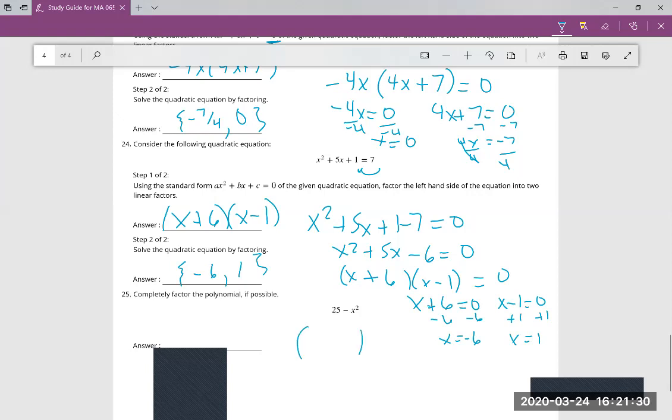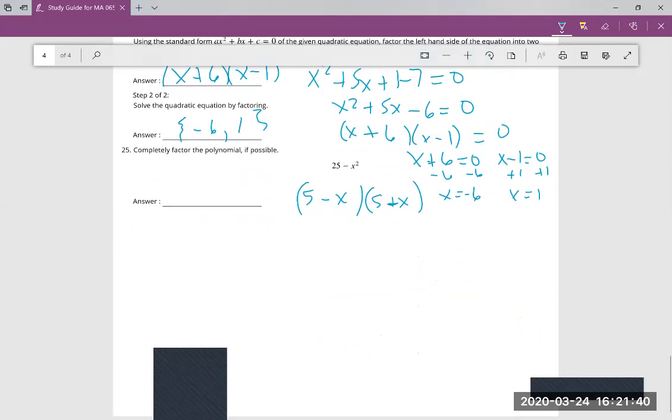All right, and then this very last one, this is the difference of two perfect squares. Following the pattern, one is plus, one is minus. You take the square root of each, and there you have it.